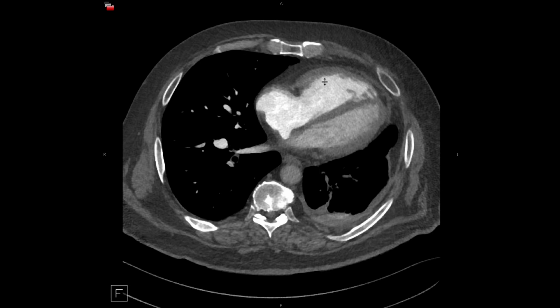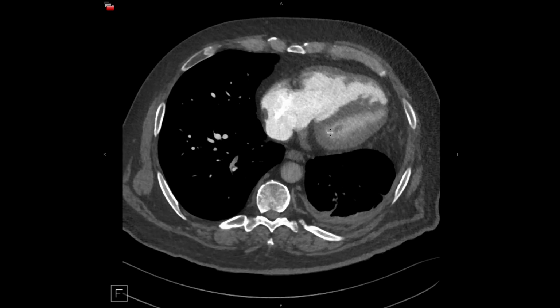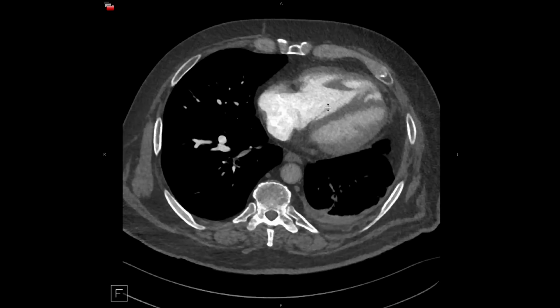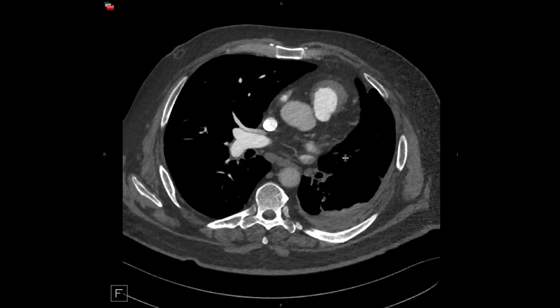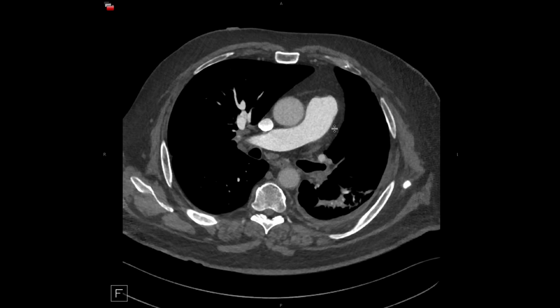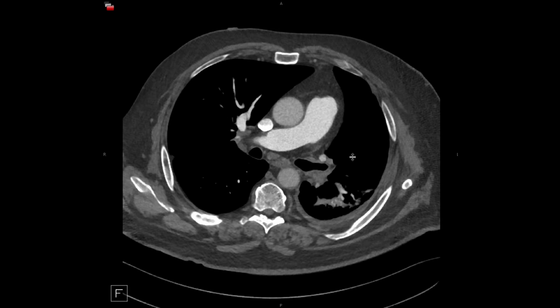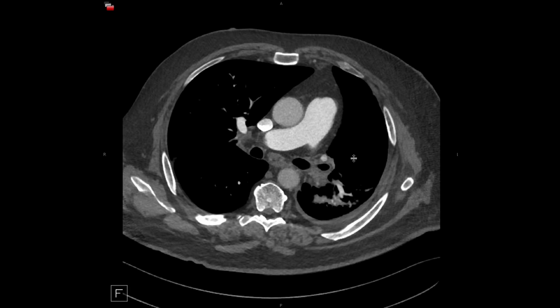So you can see here that the right ventricle is enlarged compared to the left with flattening of the interventricular septum. We have right ventricular hypertrophy with thickening of the right ventricular wall. The measurement's not so important here, I'm just pointing out the wall thickening. We can also look at the main pulmonary artery here, which is also enlarged compared to the aorta.